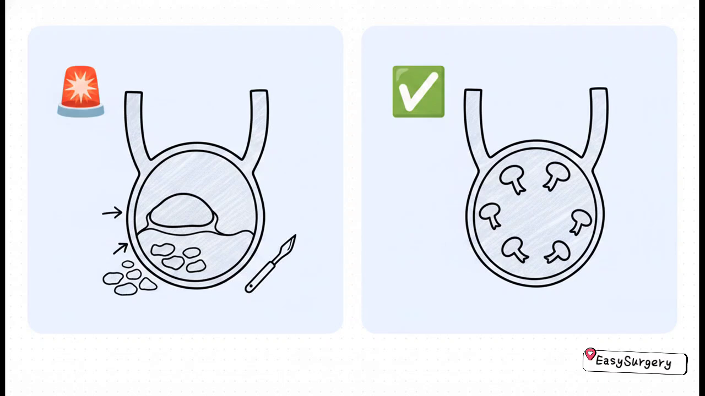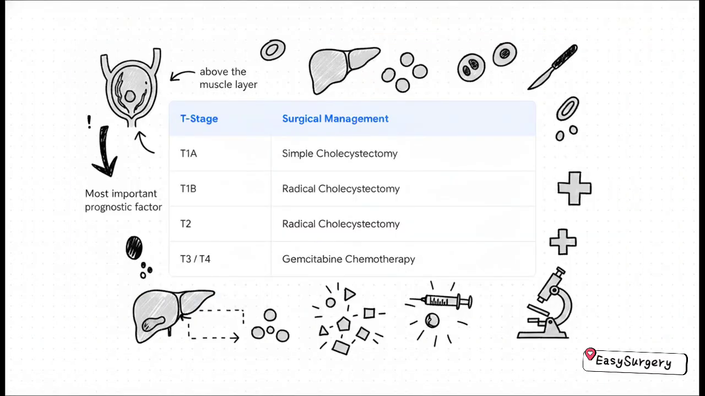And keep in mind other major risk factors too, like gallstones, which are present in a whopping 90% of gallbladder cancer patients. If cancer is confirmed, the depth of invasion is your MVP for prognosis. This one table basically dictates your entire surgical game plan. T1a, where the tumor is just chilling above the muscle layer, simple cholecystectomy, you're done. But the second that tumor invades the muscle layer, T1b and beyond, everything changes. You have to step up to a radical cholecystectomy. That means taking the gallbladder, liver segments 4B and 5, plus clearing out the hepatoduodenal lymph nodes.